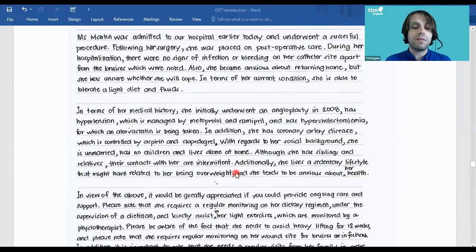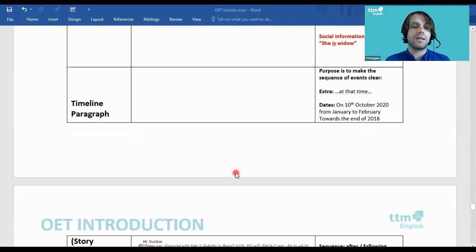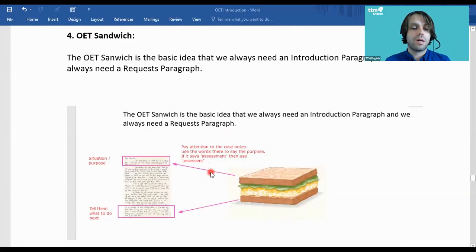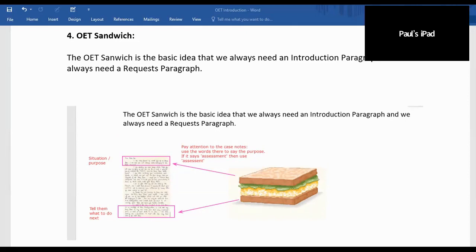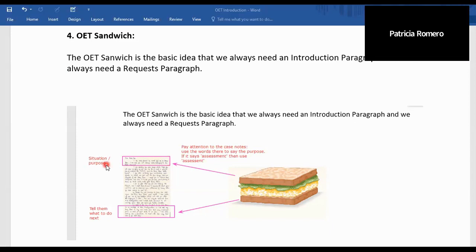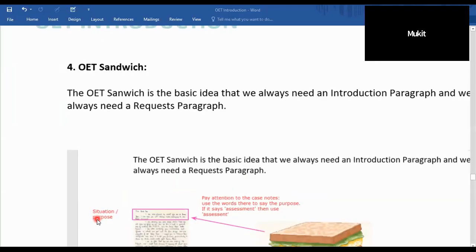All right. How does this relate to the OET sandwich, though? Why did I suddenly start talking about that? Can anyone tell me? What is an introduction paragraph? Explain the purpose. Yeah. It's just a function of a paragraph, isn't it? And the function of the paragraph is to tell me the situation, tell me the purpose. If you don't do that, then your paragraph's not going to work very well, right? Again, requests, it's just another paragraph function, isn't it? What's the function of requests, guys? Telling the reader what to do next.